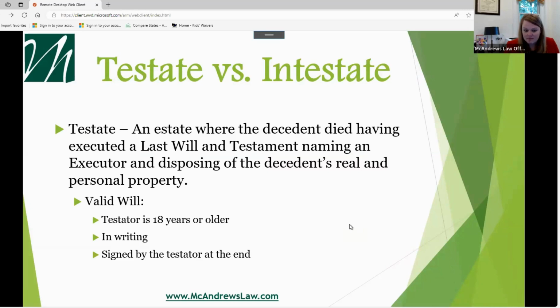How do you have a valid will in Pennsylvania? So Pennsylvania does recognize holographic wills. So that's just a handwritten will. But a valid will has to be written by someone who's over 18 years of age. So if you are a minor child, you can't make a will for yourself. It has to be in writing, and it has to be signed by the testator, so the person whose will it is, at the end.